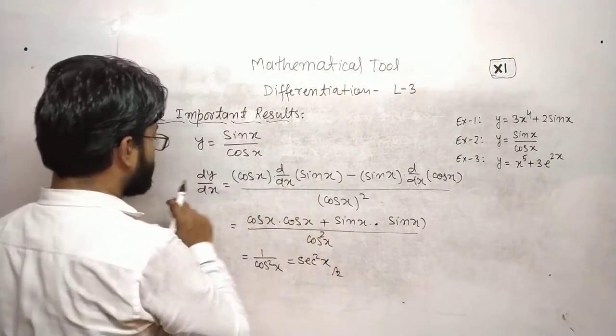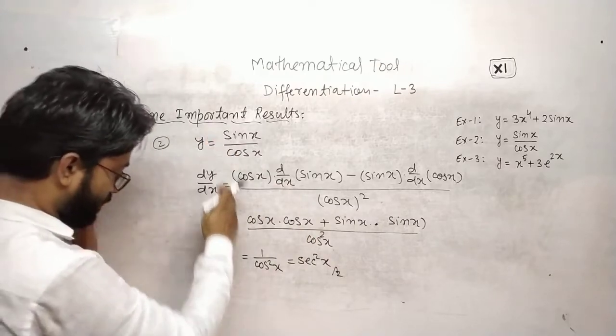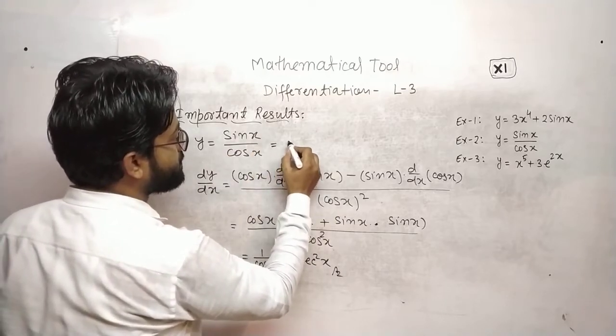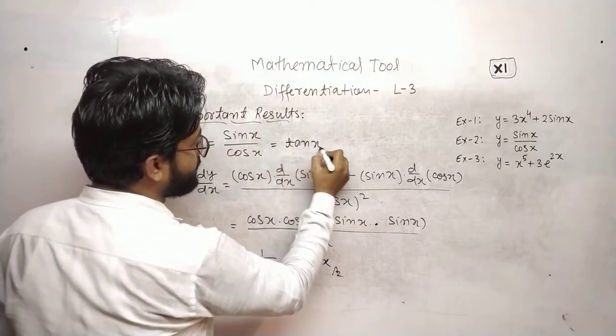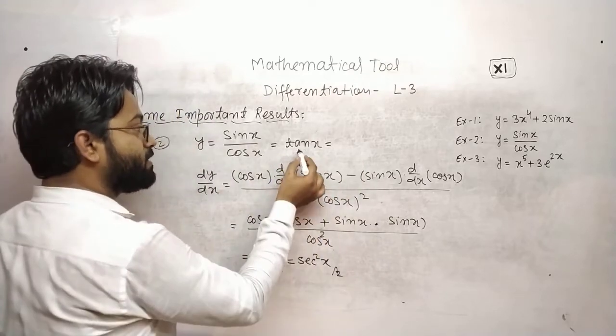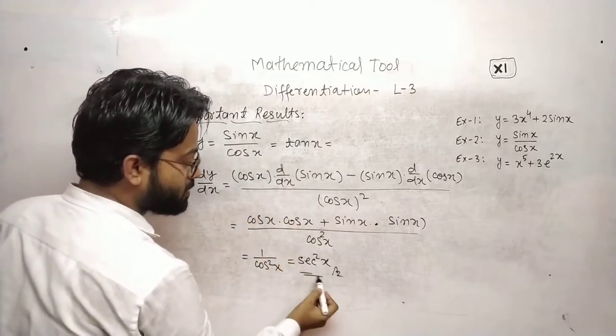Also, in the results written here, sin x upon cos x is tan x, and differentiation of tan x is sec square x, and the result is also sec square x.